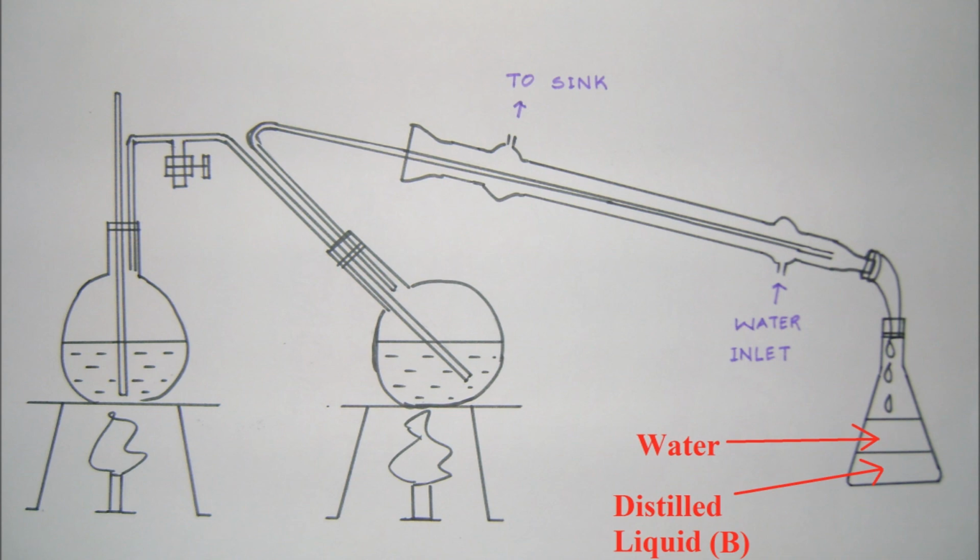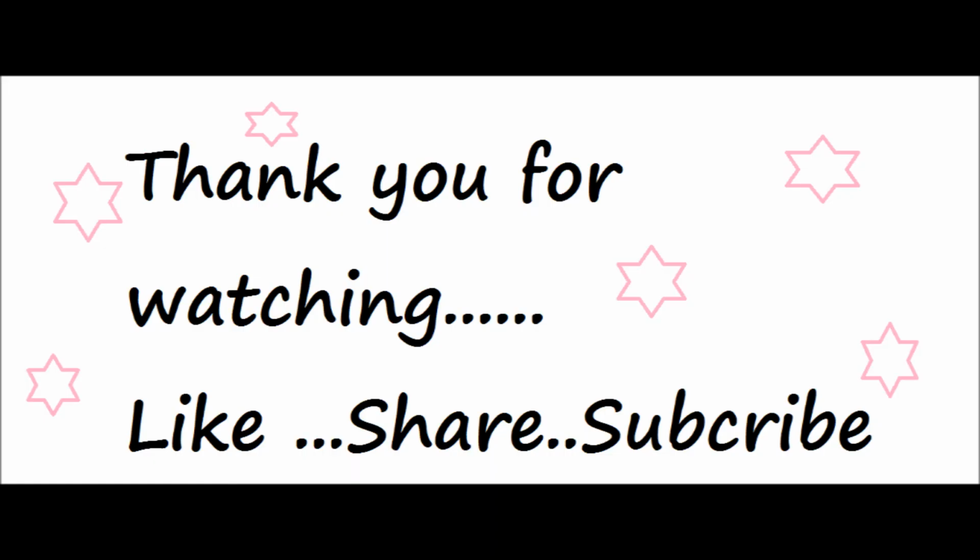In a similar way, we can also distill A and C by increasing the temperature according to their boiling points in the second RB. And so steam distillation is a very special type of distillation to get the separation of liquids without their decomposition.